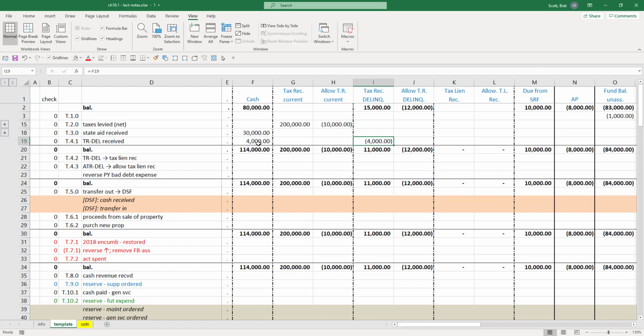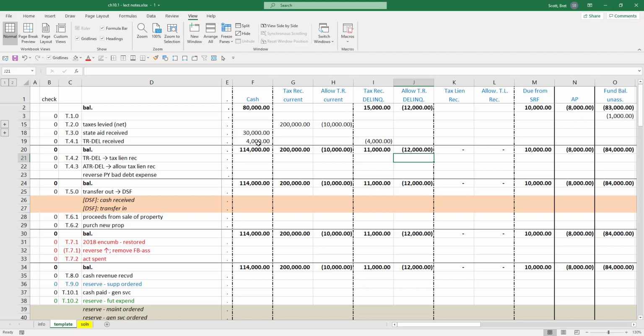Okay, that's interesting. But now look down below at the balances in those accounts. I have now remaining tax receivable delinquent, 11 million, and I'm going to reserve 12 million of that? That doesn't make sense, right? So clearly I need to adjust this allowance account. How am I going to do that?